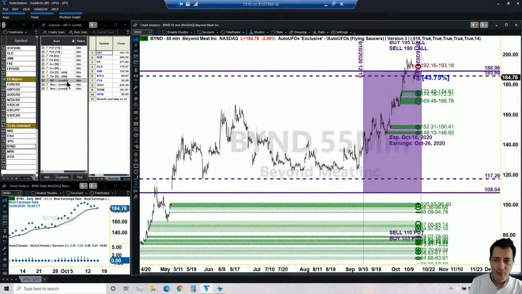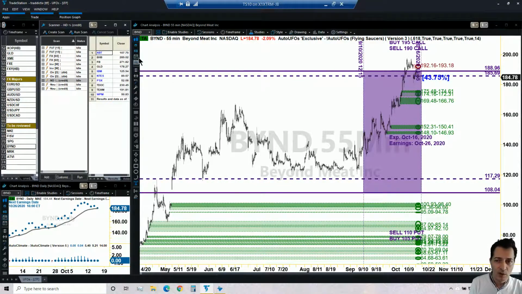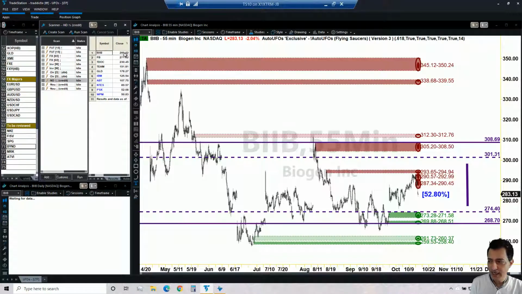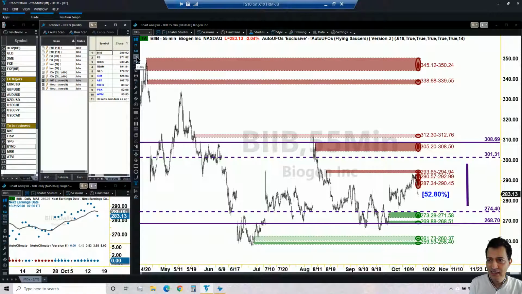Cool. So again, we said earlier options are expensive. We're going to start with non-directional trades, which are credit opportunities. So let me sort those trades using the price of the stock. And we're going to start with Biogen here, a stock trading at $289 per share. So what do we have with Biogen?